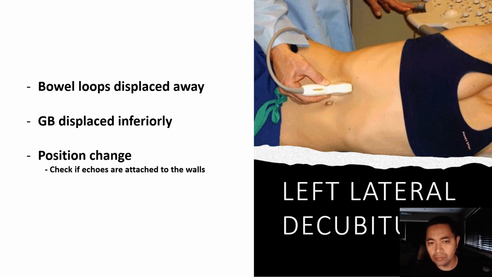One can then turn the patient to a left lateral decubitus position, like the one shown here. Here, the bowel loops can be displaced out of the way, and the gallbladder is also moved into the peritoneal cavity better. You will then sweep the probe again along the parasagittal plane across the costal margin to see the gallbladder.